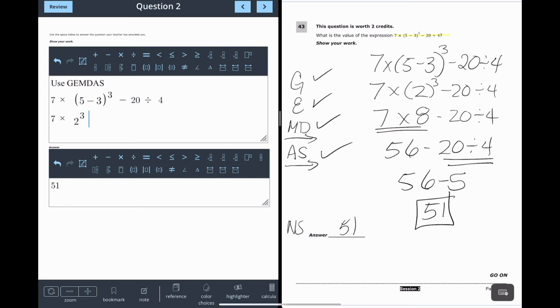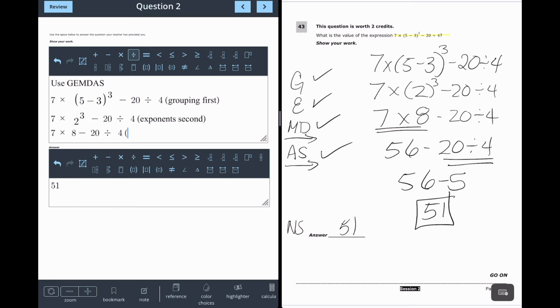Okay, so I have it. Minus 20 divided by 4. Hold on, I want that minus 20 divided by 4. And I'm even going to put over here, grouping first. So now I did that part. So now when I look at this, what am I going to do next? Exponents second. So I'm going to do the exponent, and I know that's going to be 8. So now I have 7 times 8 minus 20 divided by 4.